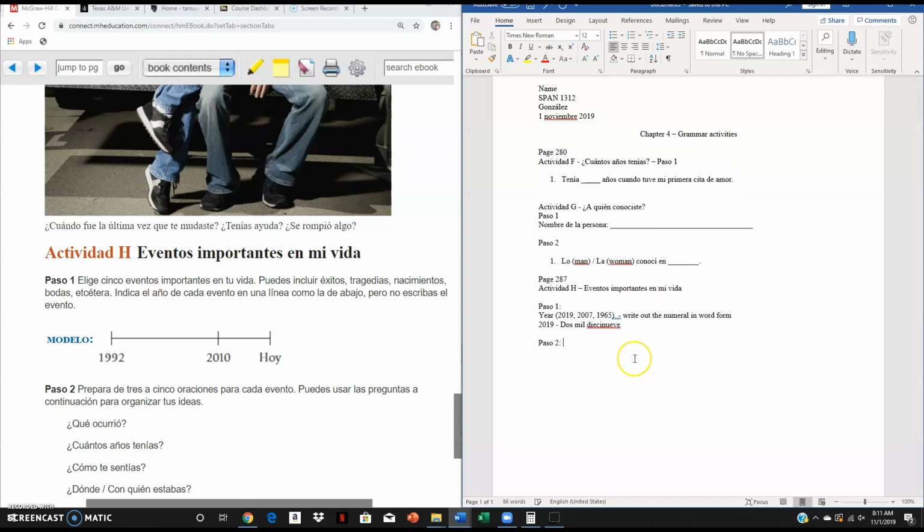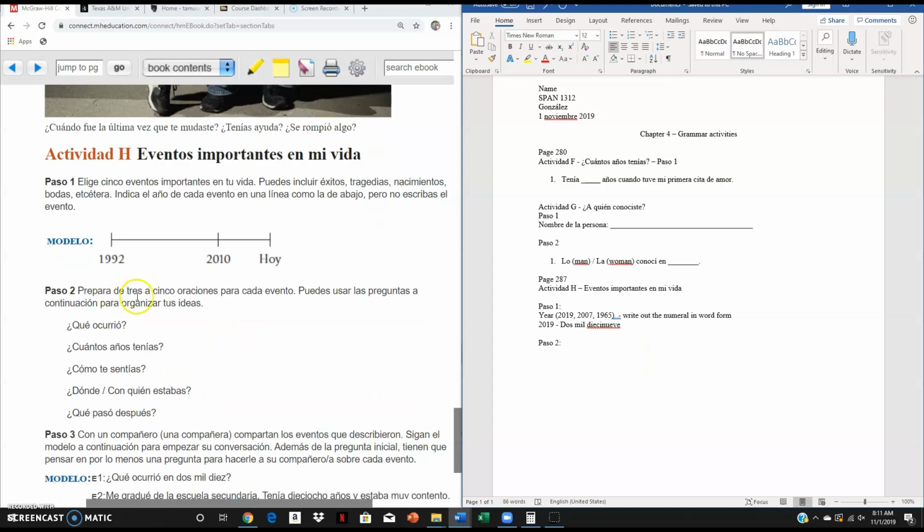And then paso dos, prepare 3 to 5 sentences for each event. You can use these questions to help organize your ideas. So this one, what happened? Preterite. How old were you? Imperfect. How did you feel? Imperfect. ¿Dónde estabas? Where were you? ¿Con quién estabas? Who were you with? Imperfect. What happened afterwards? Okay, so with each year, so like for 2019, you'll write just those 3 to 5 sentences.